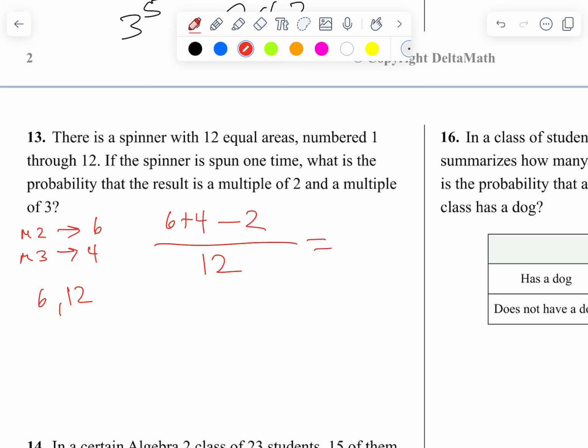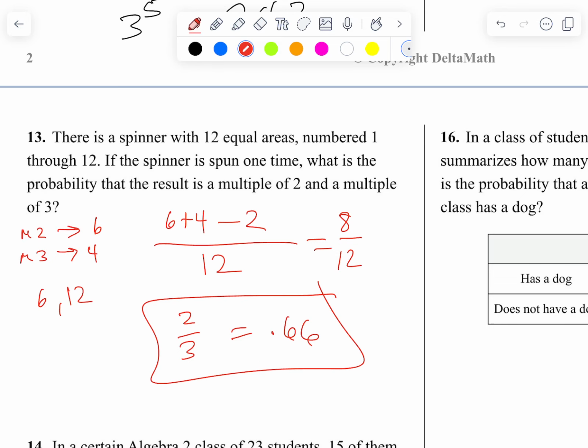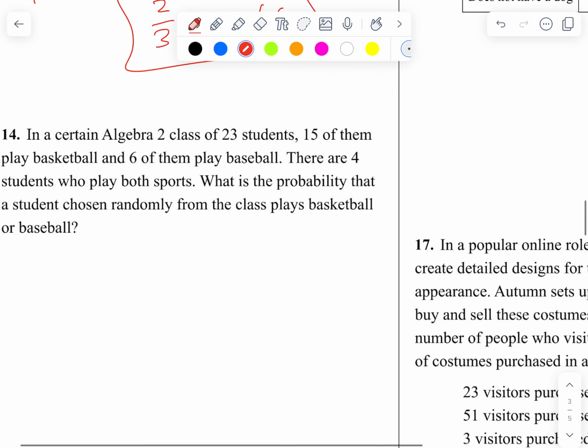So this should be 8 out of 12, or let's see here, they're both divisible by 2. I'm going brain dead here. They're both divisible by 4. So that's 2 over 3, or 0.66. All right, almost done here.